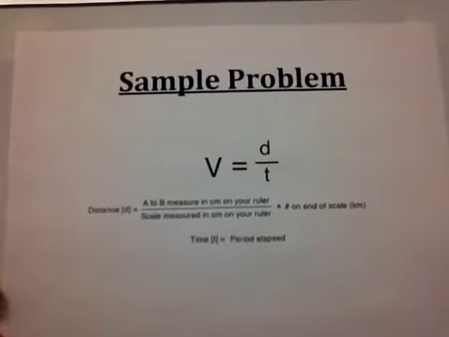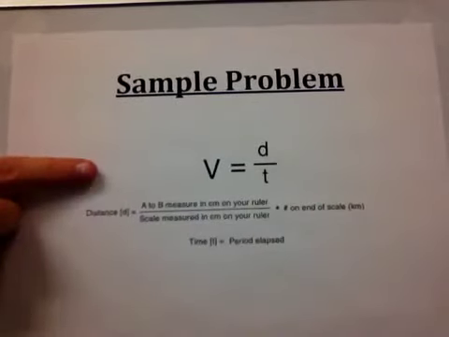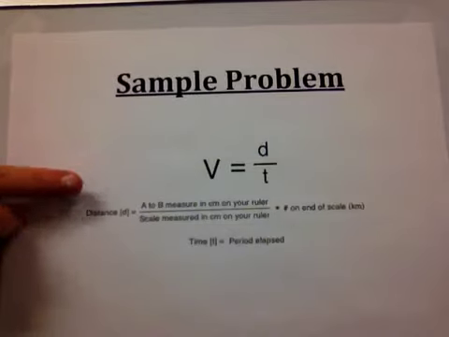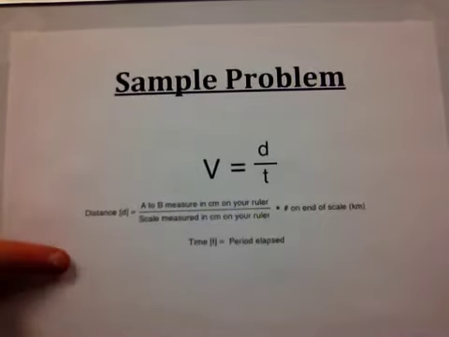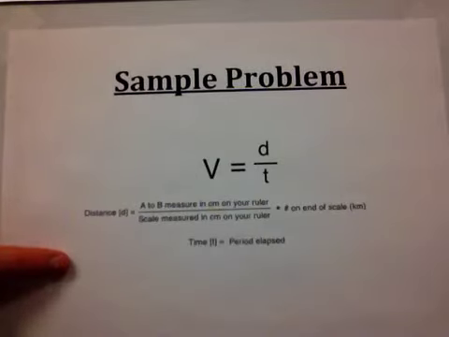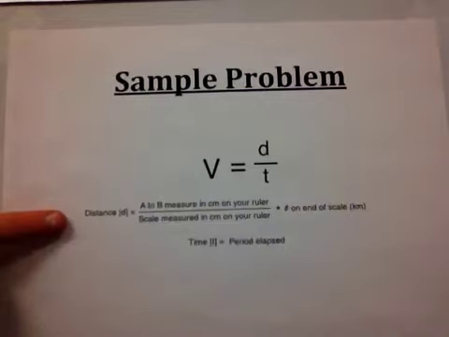So we are going to figure out V, velocity, equals d over t. D is distance that we will get by measuring two different areas on the map, and then t is time, which is the period of time that has elapsed that we are interested in. So let's start by solving D for the equation.